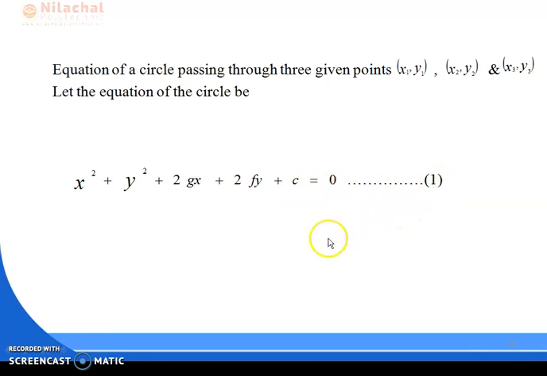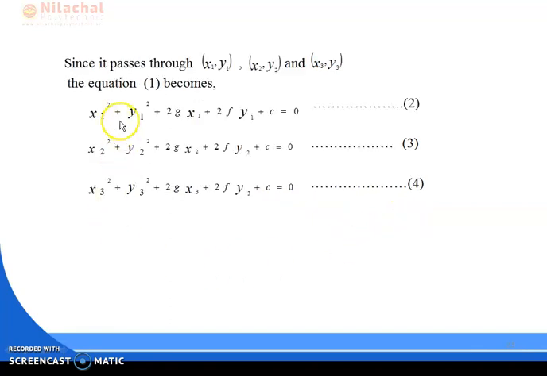This is equation number 1: x square plus y square plus 2gx plus 2fy plus c equals 0. This is the equation of the circle. Since it passes through these 3 points, x1, y1, x2, y2, x3, y3, we know that if any curve passes through a point, the point must satisfy the equation. So each of the points satisfies equation number 1.